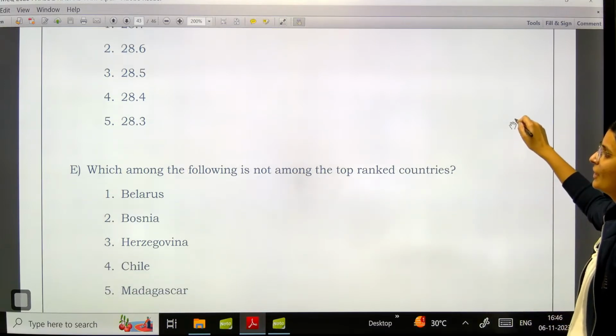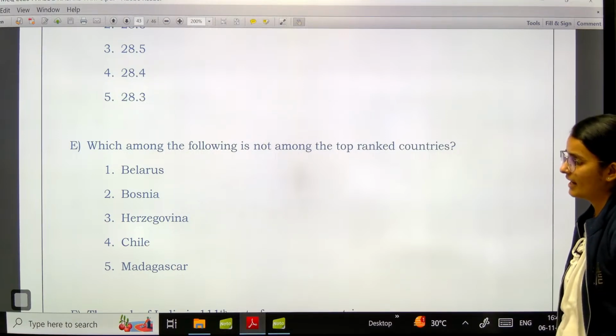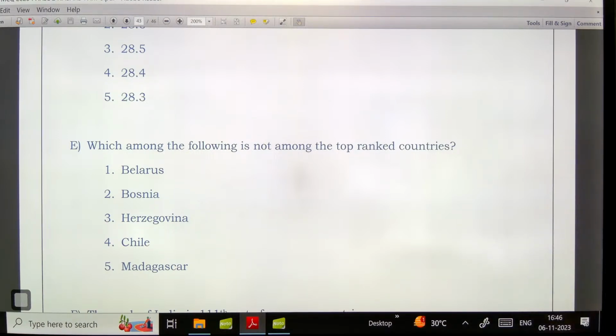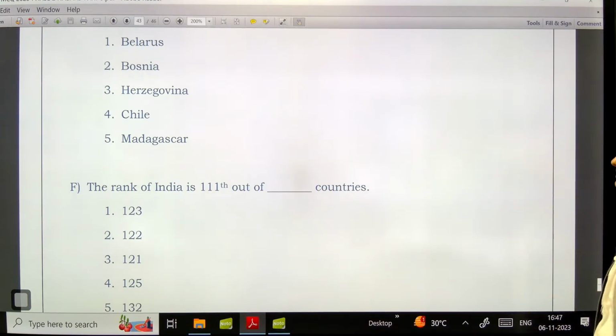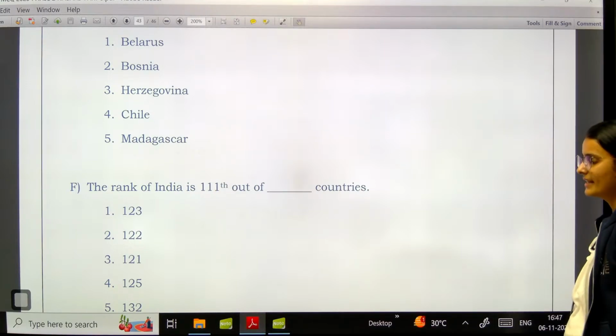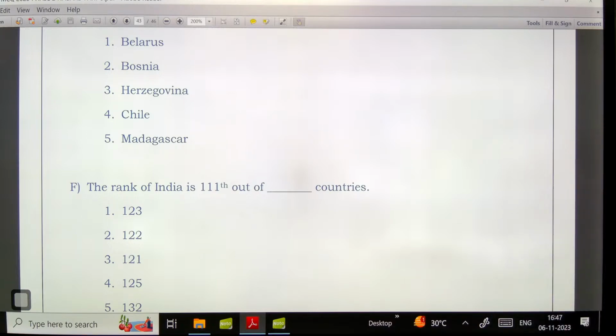Yes, 28.7. Which among the following is not among the top ranked countries? Belarus, Bosnia and Herzegovina, Chile and Madagascar. Yes, Madagascar. Okay. The rank of India is 111th out of how many countries? 123, 122, 121, 125 or 132? Yes, good.